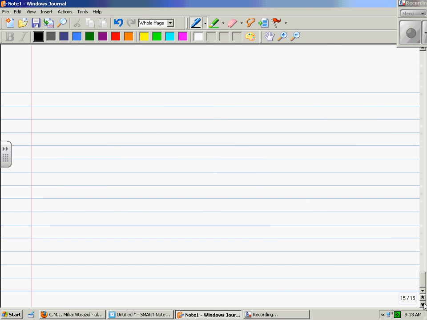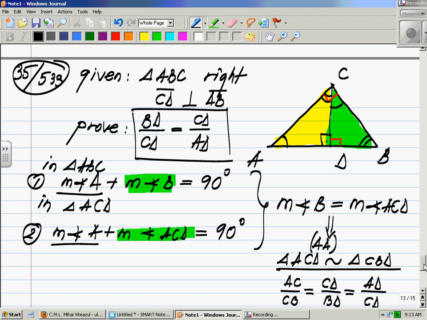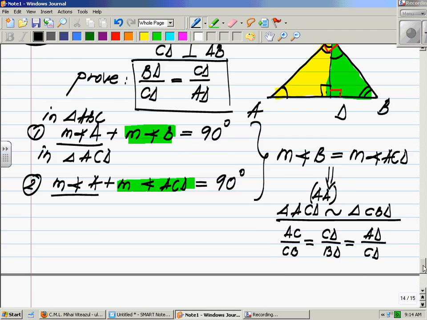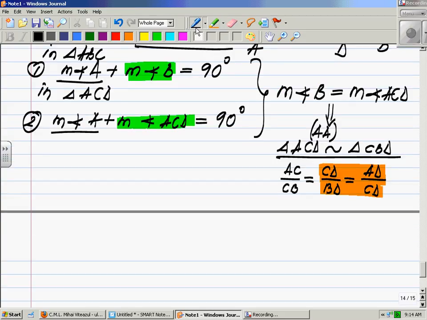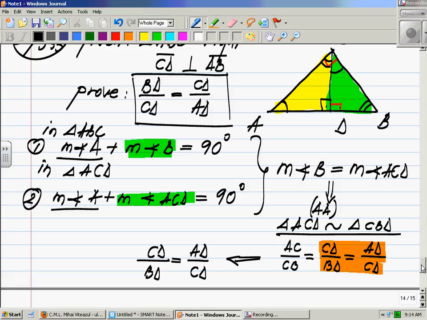Are we done or not? We have to prove what? That BD over CD is the same as CD over AD. Well, let's look at my last two ratios. Let's take it separately. CD over BD equals AD over CD. We have to prove that BD over CD is CD over AD.